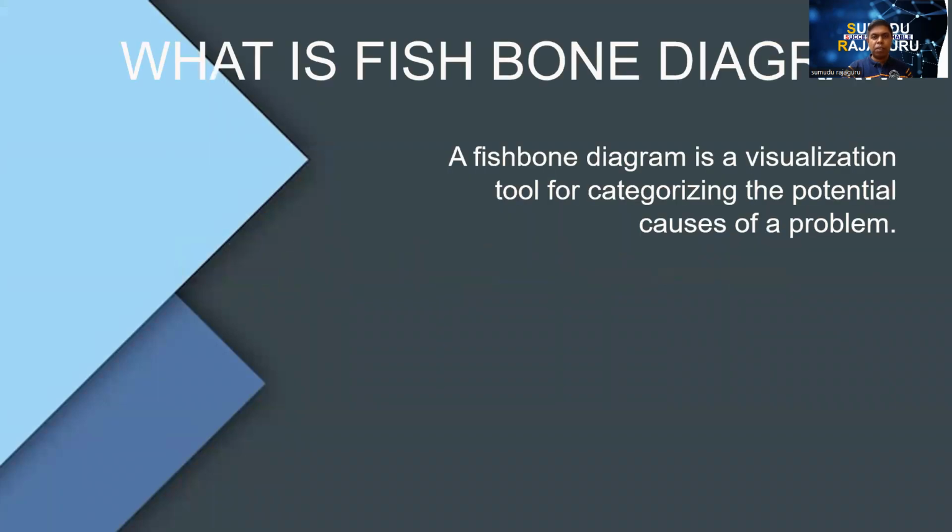Okay. First, it is important to know what a fishbone diagram is. A fishbone diagram is a visualization tool for categorizing the potential causes of a problem. That means when we talk about the problem, if we want to solve the problem, definitely we want to find out all the causes. There can be several causes. It may be 10, 20, sometimes maybe 100 causes for one problem. The first thing is we have to identify the causes and we have to categorize the causes. So the fishbone diagram we can use to categorize the causes.